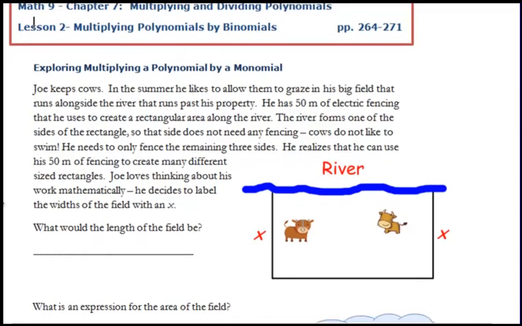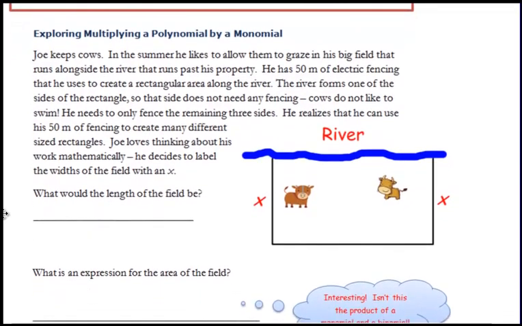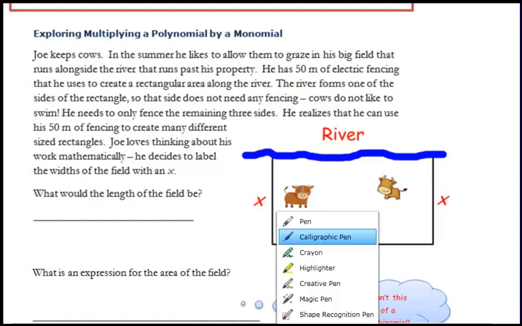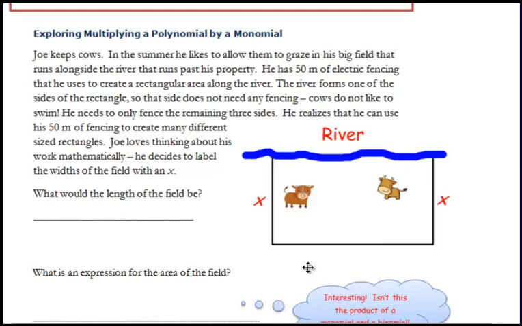Now, before we get into the examples, we want to do a little exploration here. So let's read through this and look at this particular scenario that we're presented with. So Joe keeps cows. In the summer, he likes to allow the cows to graze in a big field, and he has a river that runs alongside his property. So he has 50 meters of electric fencing, so his cows can get some outside time. He likes to create a rectangular paddock.